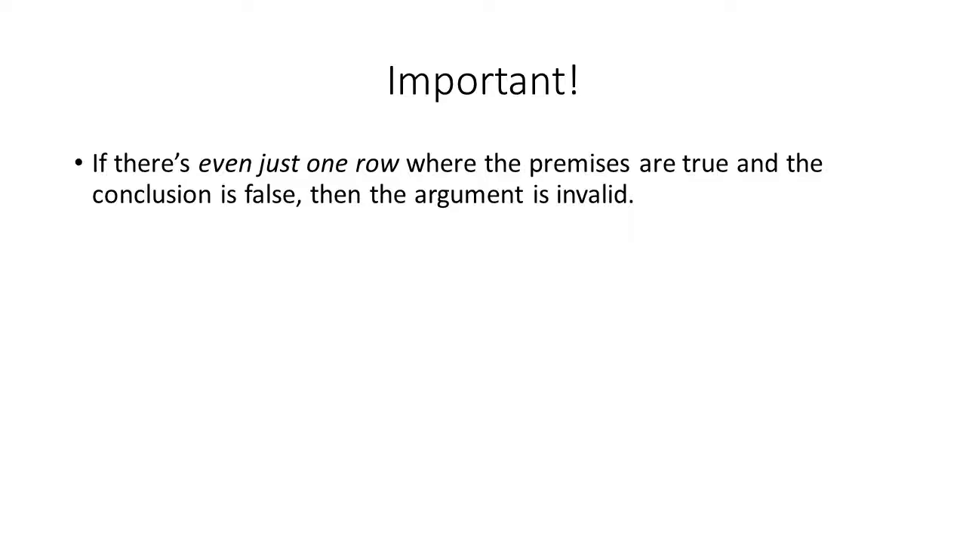Here's something that's really important, and I've stressed this, but I'm going to stress it again. If there's even just one row where the premises are true and the conclusion is false, then the argument is invalid. All we need is one possible situation where the premises are true and the conclusion is false, and that shows that the argument's invalid. Perhaps there are other rows where the premises are true and the conclusion is true. But if there's even just one row where the premises are true and the conclusion is false, then the argument is invalid.